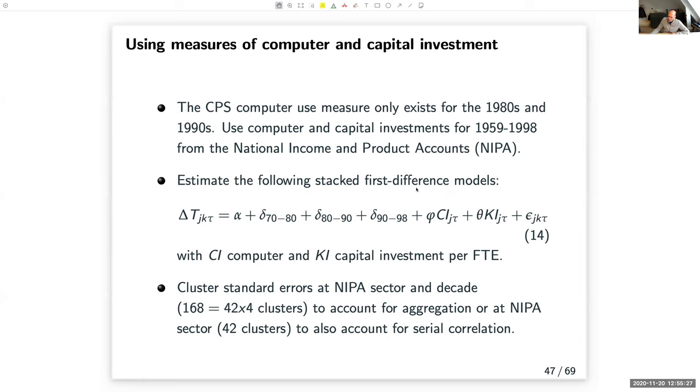So basically what I was doing before, I'm now just putting into one single regression, stacking the different decades. So the change in task K in sector J in decade tau, I'm now going to regress that not on computer use taken from the CPS, but on computer investment and then capital investment taken from the NIPA. Again, now the advantage is that I can have these tau subscripts here, so I can do this by decade. And also note that because I have a stacked first difference model, so I stack the decades, I can plug in these time fixed effects.